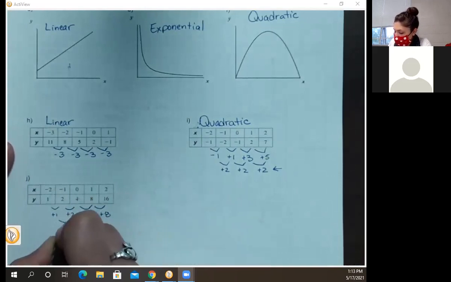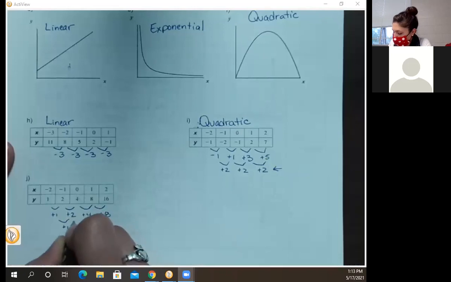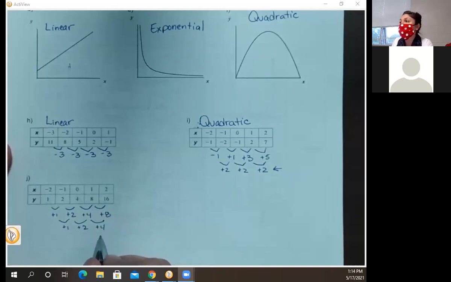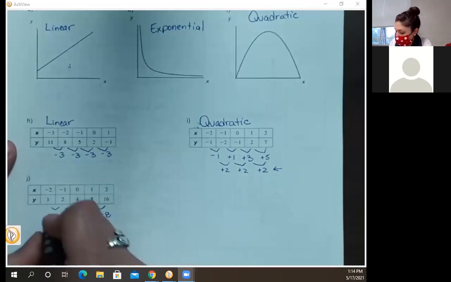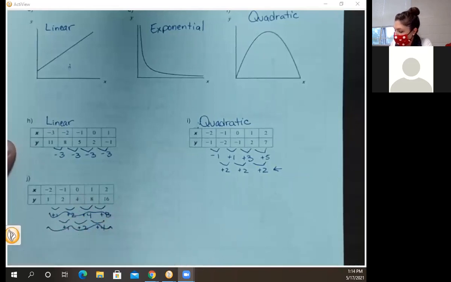Let's check quadratic. To get from 1 to 2, I add 1. To get from 2 to 4, I add 2. To get from 4 to 8, I add 4. This second row is not the same, so it's not quadratic either. So it's not linear, it's not quadratic.